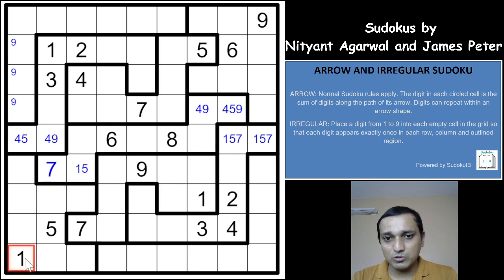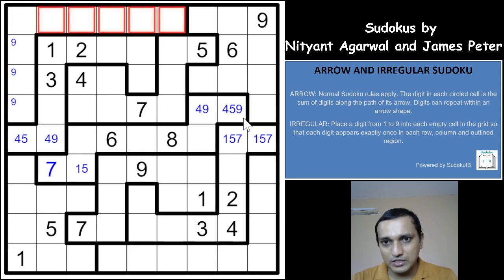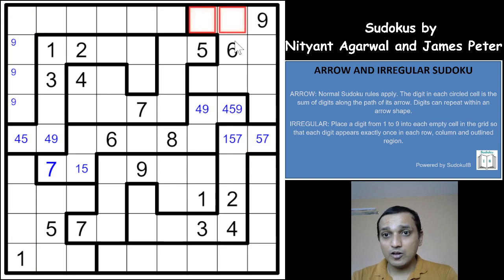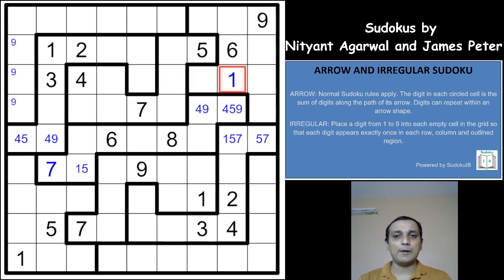Very concrete logic was 1 here. 1 cannot be any of these cells. So 1 would have to be here. 1 would have to be here. That eliminates 1 from this cell. Now if you see this region, that cannot have a 1 here and here. You cannot have a 1 here, so this cell would have to be a 1.